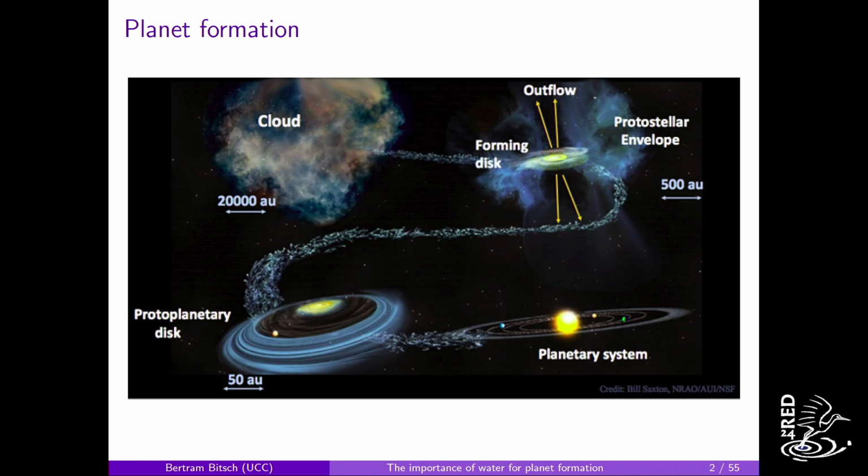And then inside of these disks, these small, micrometer-sized dust particles can accumulate and form final planetary systems. So that's the framework we are working on. In this talk I will focus on these last two stages, where we have a protoplanetary disk and we try to understand how these disks can actually form planets. First, I want to talk about the birth environment of these planets, the protoplanetary disk.